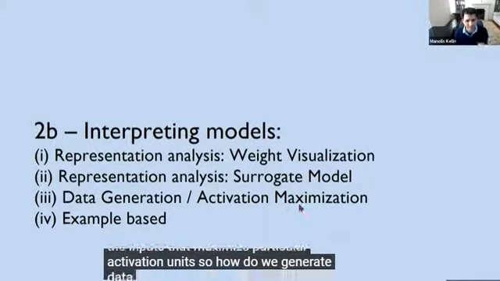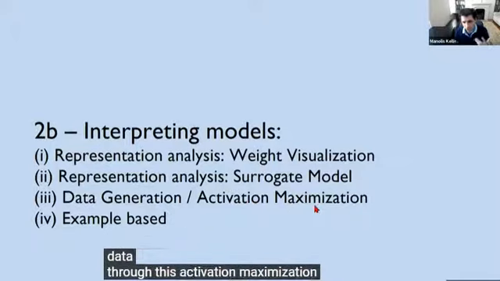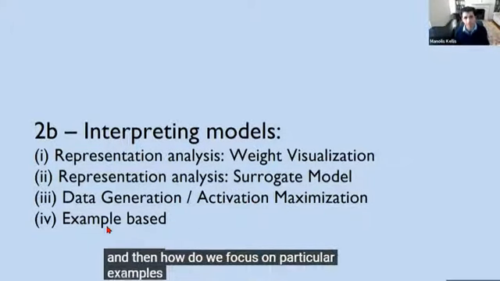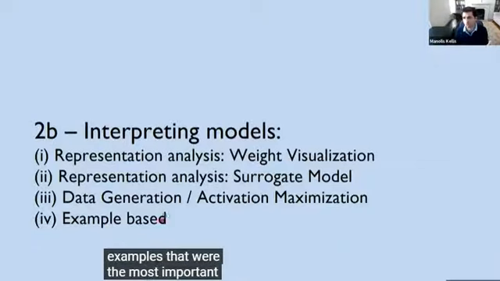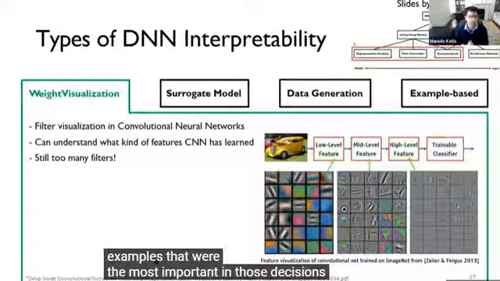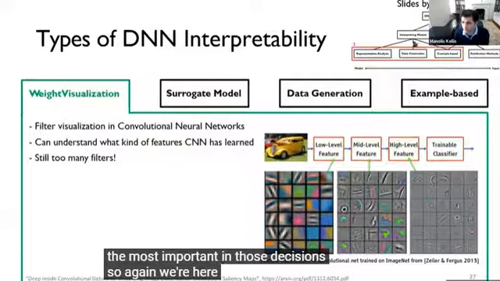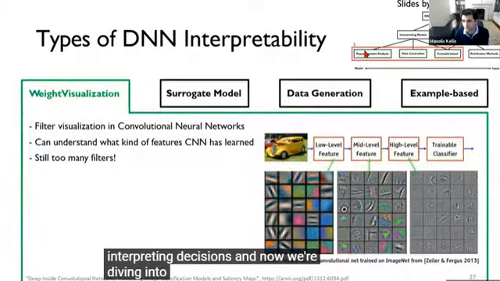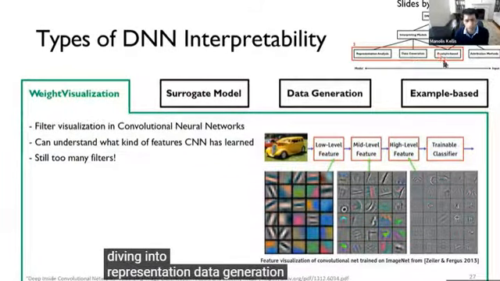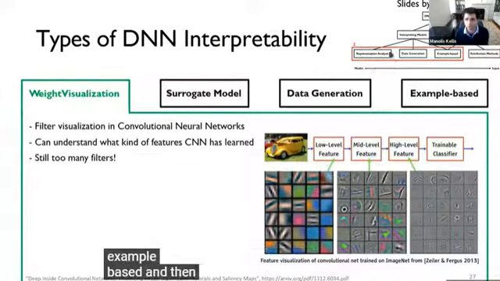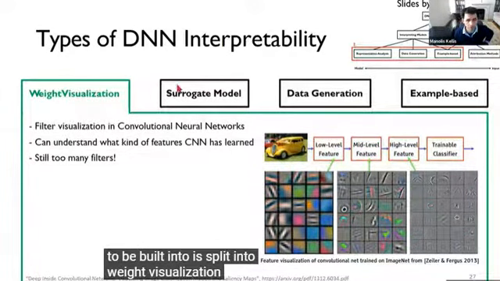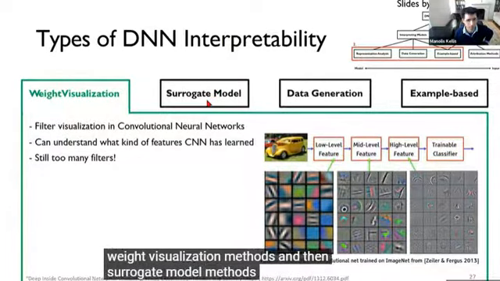So how do we generate data through this activation maximization approach? And then how do we focus on particular examples that were the most important in those decisions? So again, we're here in the interpreting models part, and then we're going to turn to interpreting decisions. And now we're diving into representation, data generation, and example based. And then representation is going to be split into weight visualization methods and then surrogate model methods.